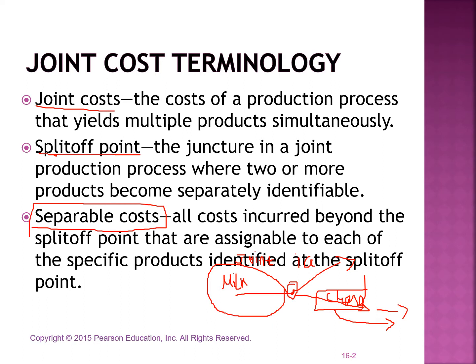So actually, the separable cost is a cost that will be incurred in addition to the cost of producing the product after the joint cost, or after the split-off point, in order to yield a new product that can be sold at a higher or lower price. So the separable costs are all costs incurred beyond the split-off point that are assignable to each of the specific products identified at the split-off point. The main three terms that we are going to use here: joint cost, split-off point, and separable cost.